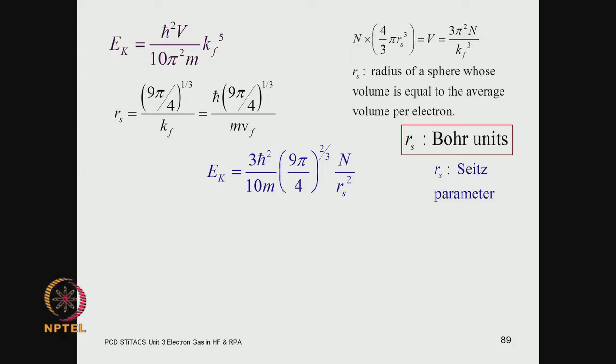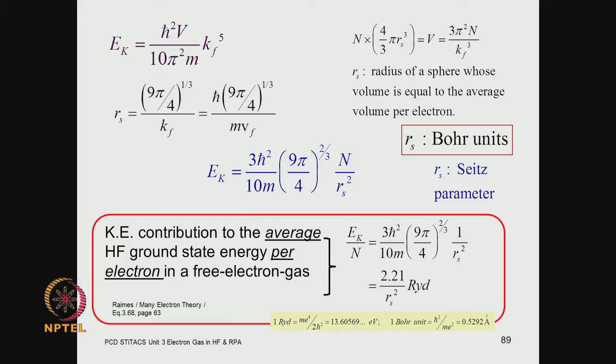Now, other than 1 over Rs square, everything is a constant if you determine the energy Ek per unit electron. So, if you divide both sides of this equation by the number of electrons, you get the kinetic energy contribution to the average self-consistent field Hartree-Fock energy, which goes as Ek over n, and we find it to be 1 over Rs square into 2.21. A few days ago, I think Vedant did some calculations to check that this number actually turns out to be 2.21. So, you can do it quite easily.